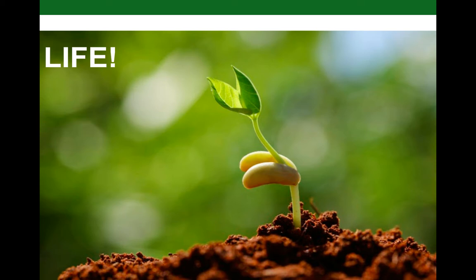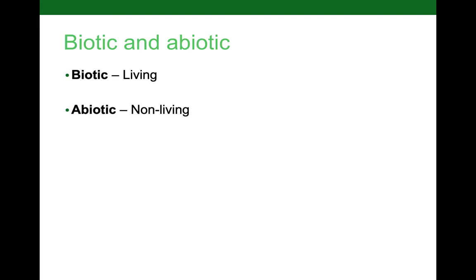So in this video, we're going to dive into the 7 characteristics that scientists have agreed make something living or non-living. And in the science community, we like to call things that are living biotic and things that are non-living abiotic. So now let's dive into the 7 characteristics of biotic organisms or living organisms.